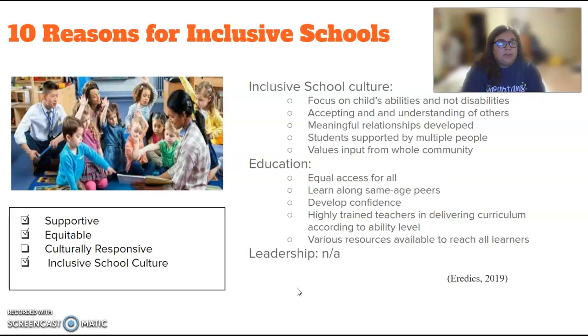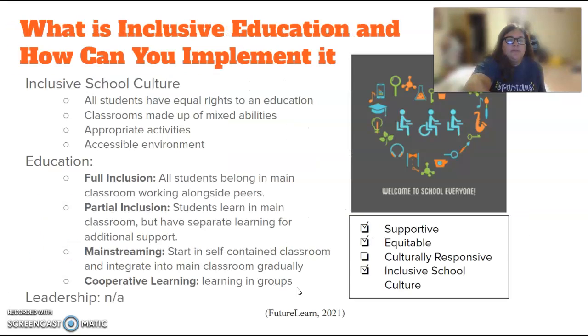I thought that this article talked about being supportive, equitable, and an inclusive school culture. This one really hit home with me because I felt like there was a lot that my school could work on to be an inclusive school.